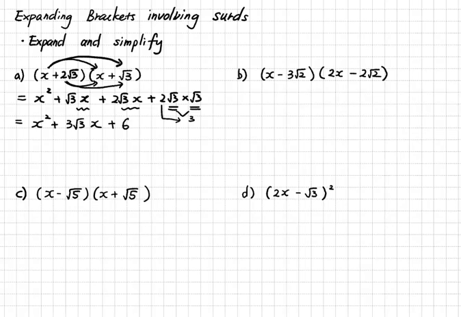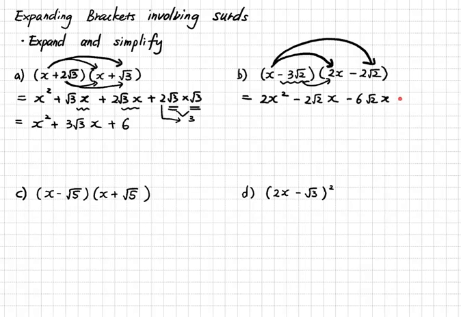Now let's have a look at the second one. Second one, you have bracket times bracket again. So you have minus, and they all have different terms inside. So we're going to use the FOIL. So x times 2x is 2x squared. x times negative 2 root 2 is negative 2 root 2 x. You have this entire negative 3 root 2 times 2, so you multiply the numbers, which is 3 and 2. So that will give us negative 6 root 2 x.